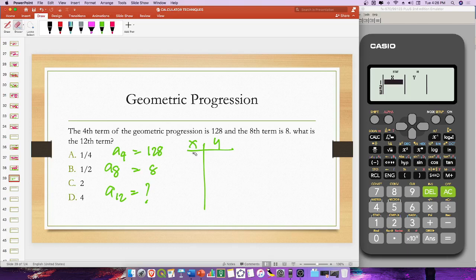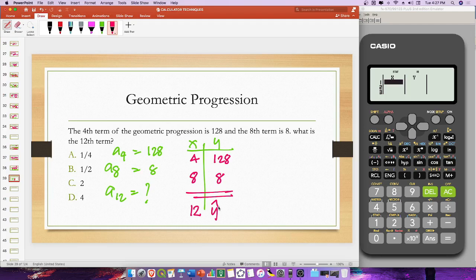So you will be writing here the fourth term, which is equal to 128, and the eighth term, which is equal to 8, and we will look for the value of the 12th term, y hat. So y hat if you are looking for the value of the 12th term. And x hat if you are looking for the number of the term.